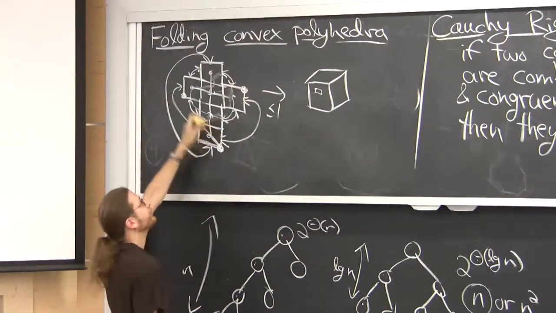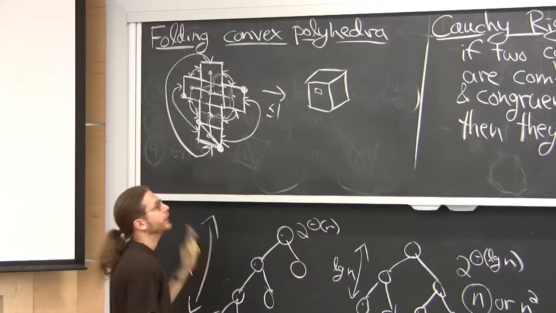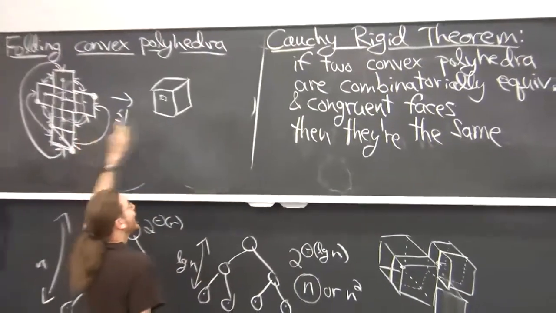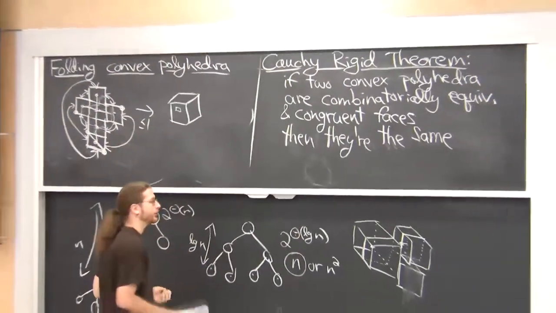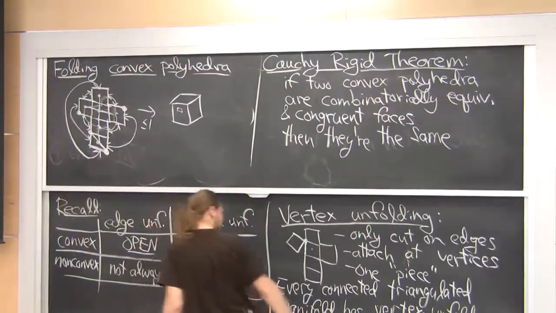So this picture defines the geometry of the faces and how they are connected together. And so if you had 2 convex polyhedra with that same underlying diagram, they have to be the same polyhedron. That's what we're claiming. That's what we're going to prove.